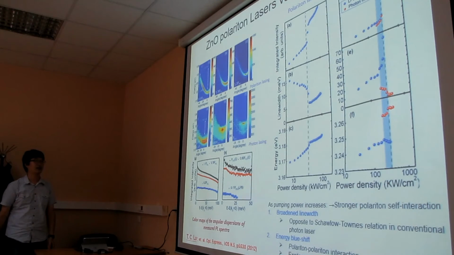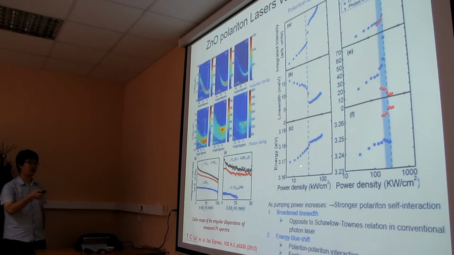So the polariton lasing has a very different characteristic from the photon lasing. As we can see, polariton lasing has a smaller threshold than the photon lasing. And after the threshold, the line width will become broadened due to the polariton-polariton interaction. And furthermore, the energy shift will show a blue shift after the threshold. So this shows that our devices were under the strong coupling conditions.